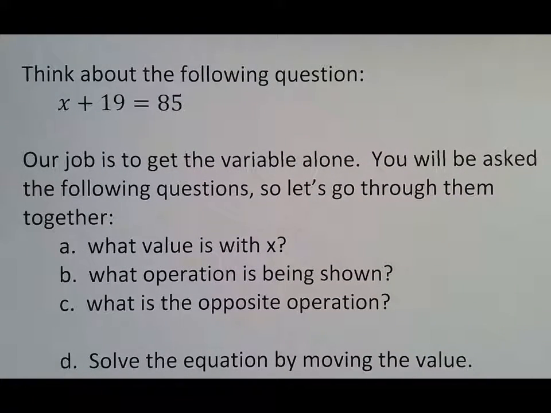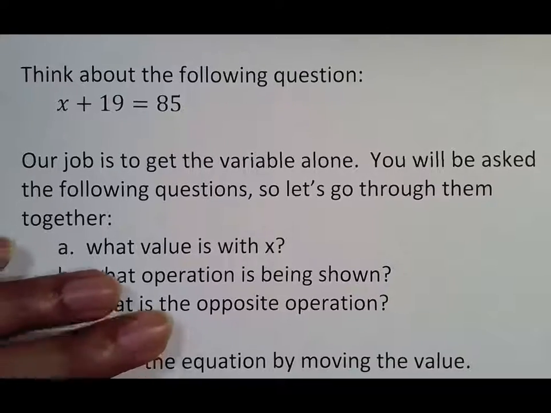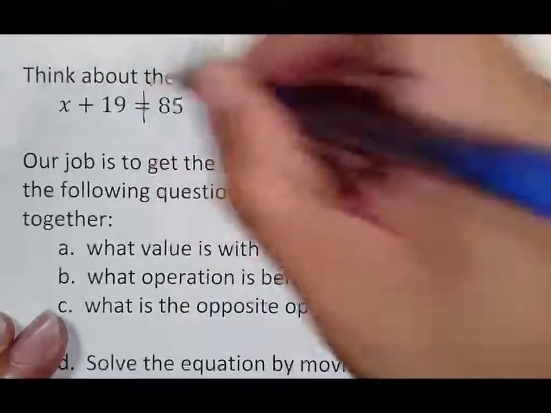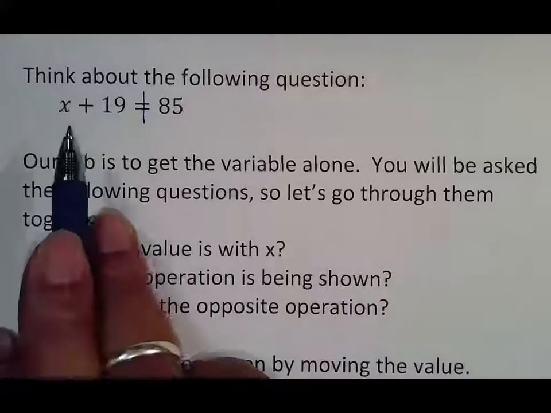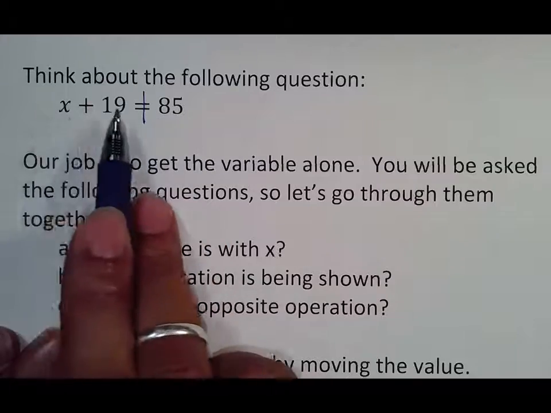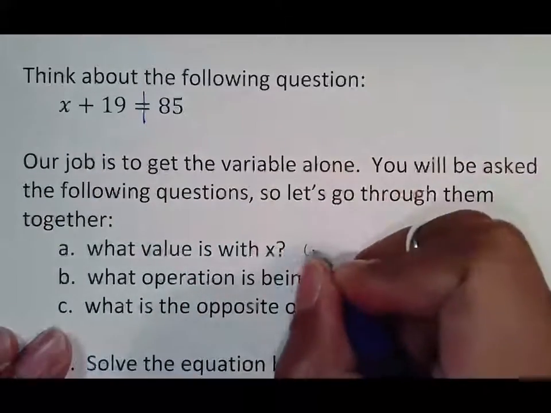You've seen solving before in some way or another. There's a whole lot of different ways that it's taught, but the key thing is to make sure you understand what the overall goal is. Our job is to get the variable alone, and so what you're going to be asked is the following questions. So let's just go through them right now. What value is with x? Well, if you need to, write it out on a piece of paper and draw a wall through the equal sign. And what you have is x and 19 over here and 85 over there. So the value with x is 19.